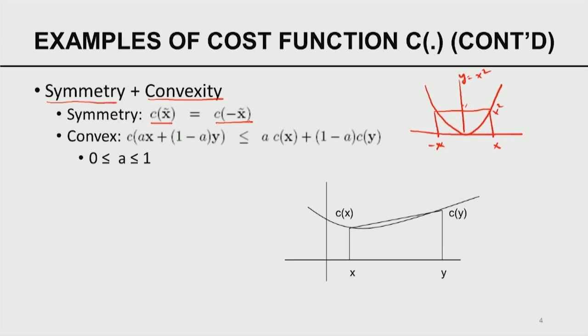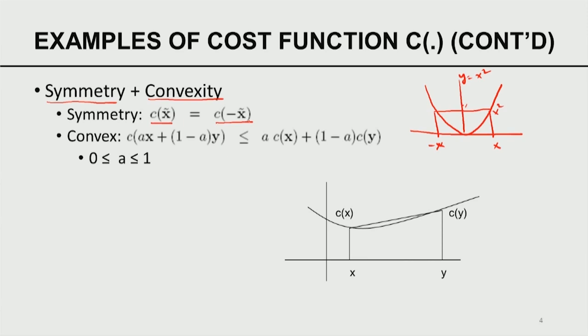The cost function for x tilde is the same as the cost function for minus x tilde. You can readily see, if x tilde is a vector and you change the sign of each component, you get a point which is the reflection of that, and C has the same value at these two points, x tilde and minus x tilde. Convexity. What does convexity mean?